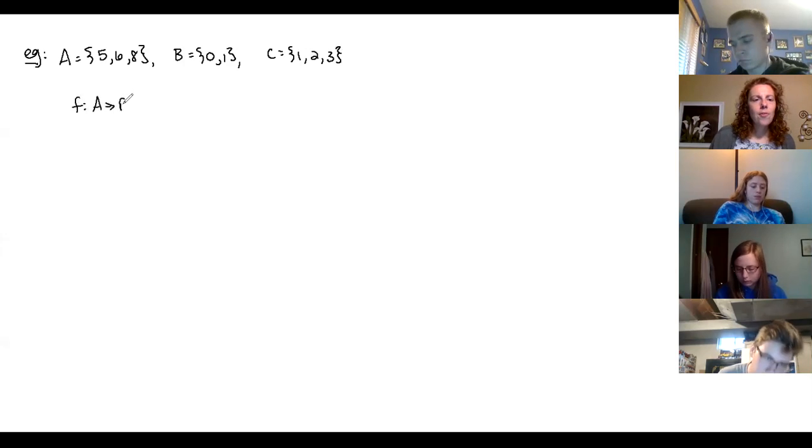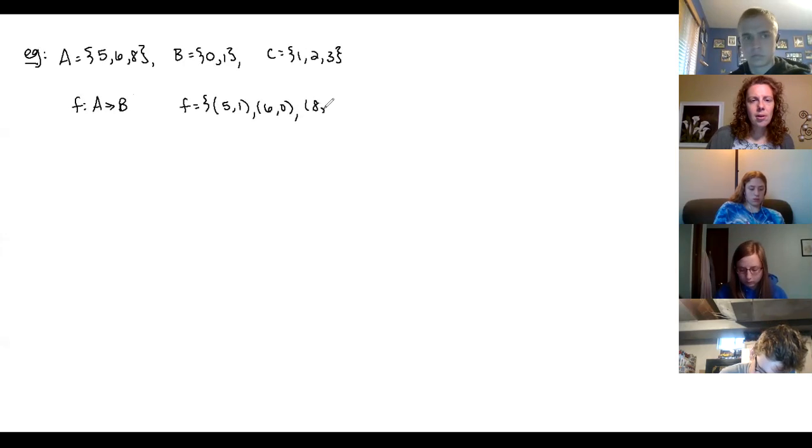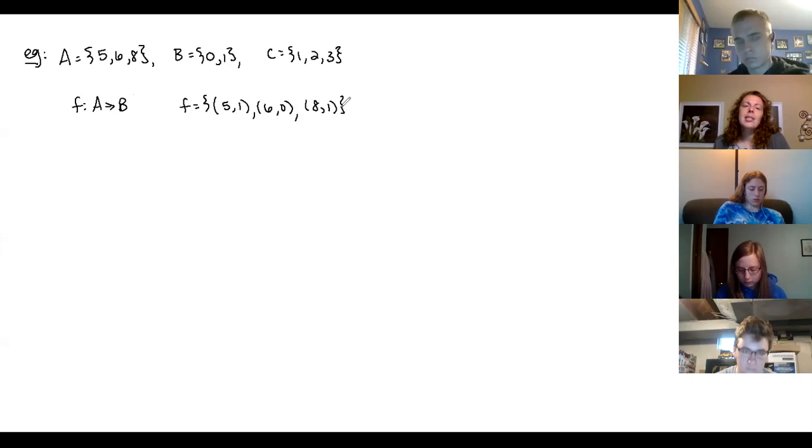F is going to go from A to B. And F is going to be given by (5, 1), (6, 0), (8, 1). So I'm writing F as ordered pairs. We haven't done as much with this, but we'll do it right now. F is (5, 1), (6, 0), (8, 1).